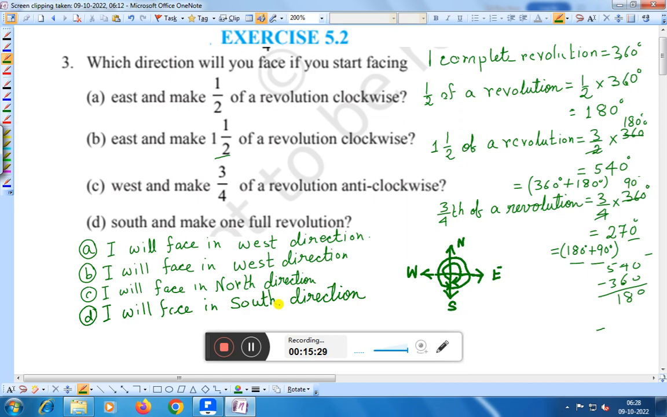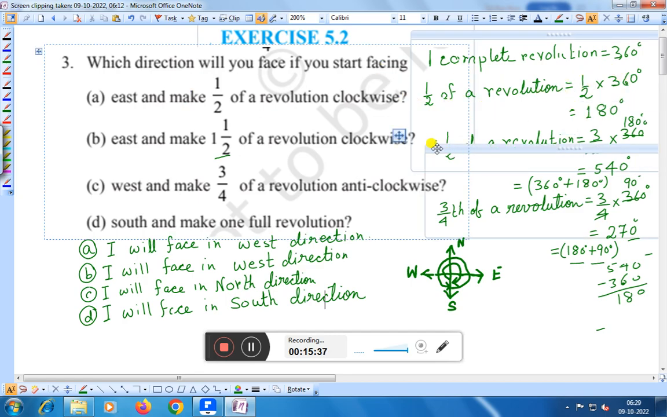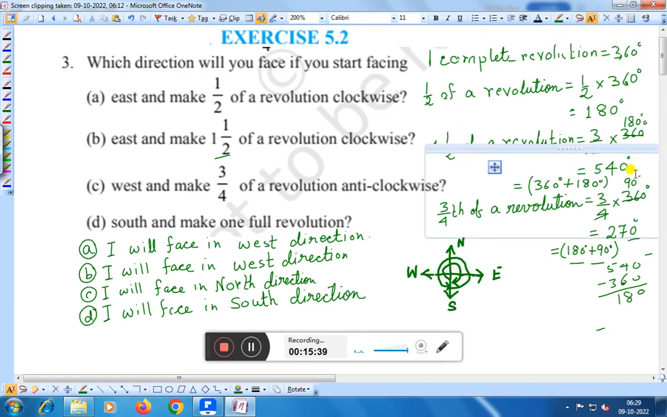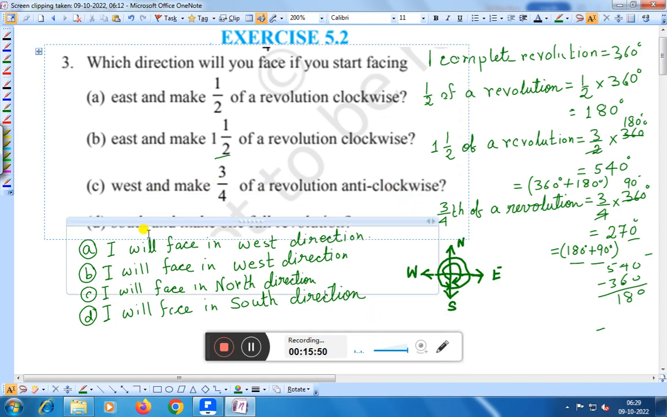Right? In this way, you can find the direction. Again, I am explaining that one complete revolution is equal to 360 degree. 1 by 2 of a revolution is 180 degree. 1 whole and 1 by 2 of a revolution is 540 degree. You can write here as 360 plus 180 degree. And 3/4 of a revolution is equal to 270 degree. That is 180 plus 90 degree. Right? In this way, you have to find the direction.